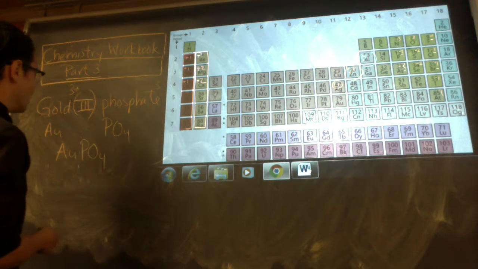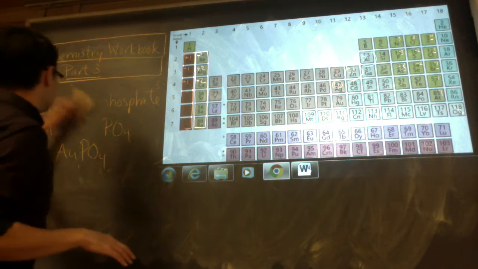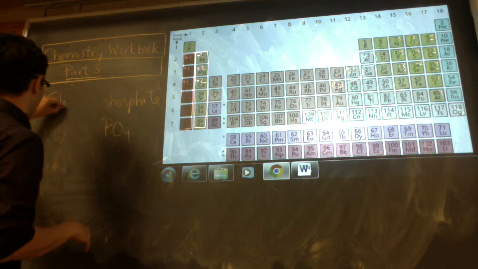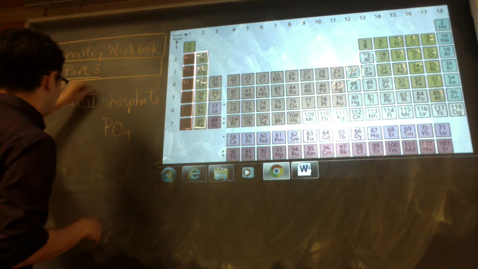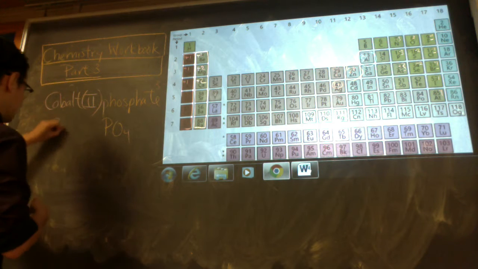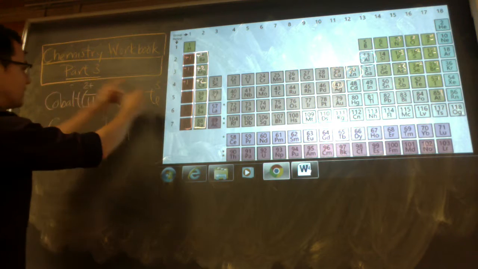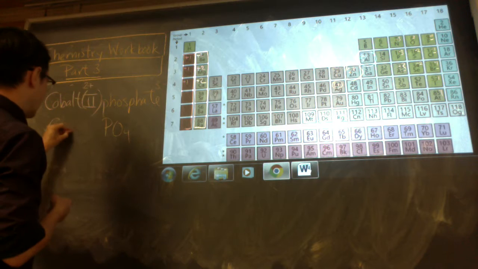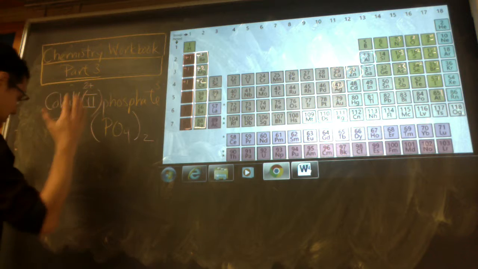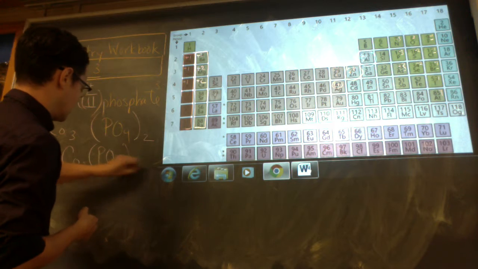So, what if this was instead cobalt 2 phosphate? Cobalt 2 phosphate, still phosphate. Cobalt is Co, and from the number we know it's 2 plus. So 2 down here, 3 down here. Cobalt 3, phosphate, all together, 2. So the whole formula would be Co3(PO4)2.